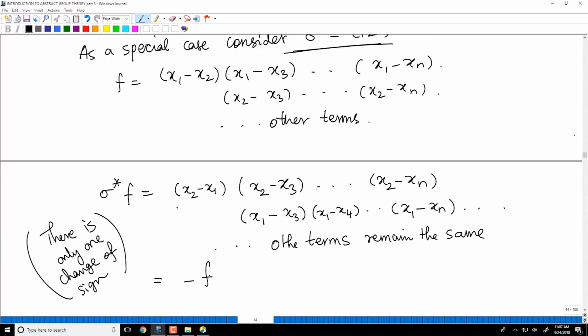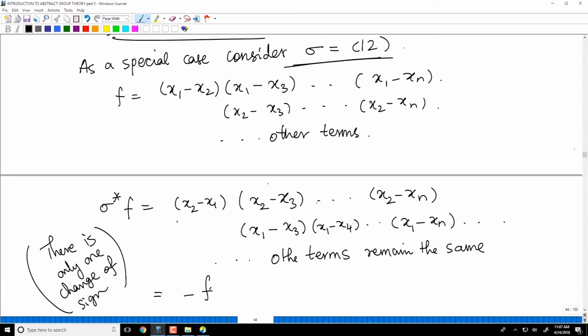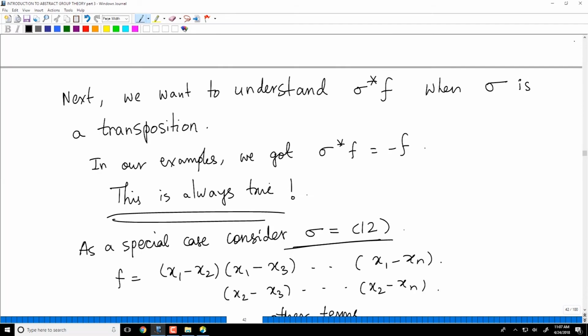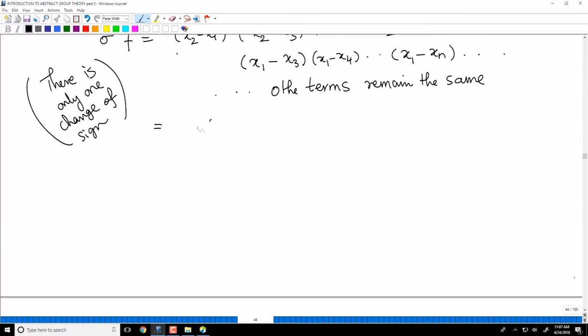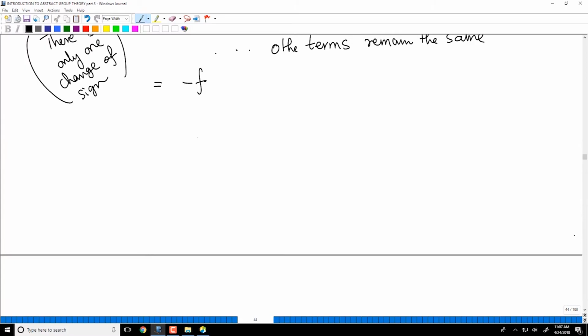Right, so this is minus f. Remember, I am claiming that if sigma is a transposition, sigma star f is minus f, and I have proved it at least in the special case that you have 1, 2. Okay, so sigma star f is minus f. Now I am going to spend the next 5 minutes proving this in general. Hopefully you have understood what happened in our examples and in this special case. The general proof is important, but if you are not following it, it's more important that you are convinced that it is true based on these examples.